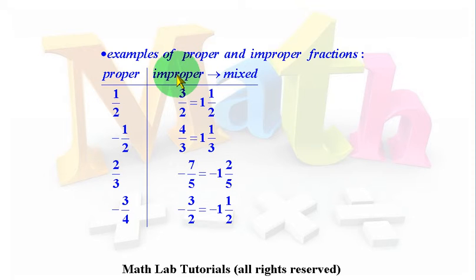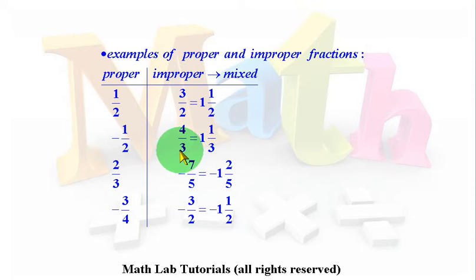Again, an improper fraction can be converted to a mixed fraction if you want. 3/2 is called an improper fraction. Notice that the numerator is larger than the denominator. And if we did a long division on this improper fraction, 2 goes into 3 once, and then you get a 1 remainder. So it becomes 1 and 1/2.